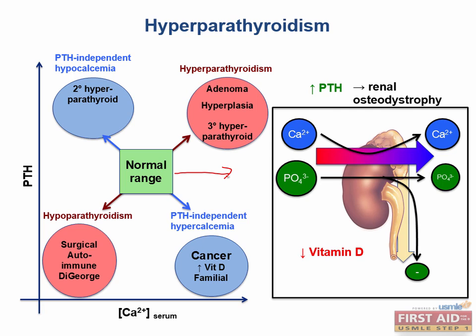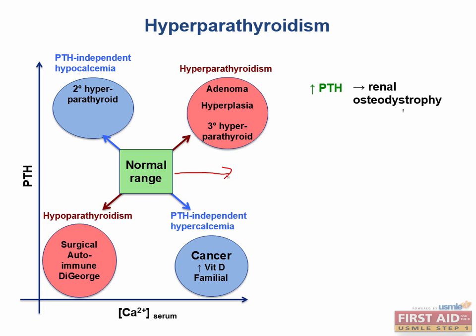One point about bone disease caused by elevated PTH, no matter what the cause, the increased bone turnover causes elevations in alkaline phosphatase. Does that sound familiar?